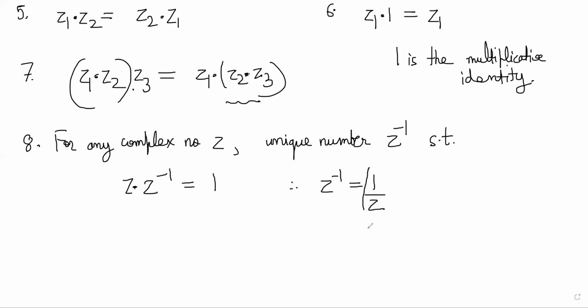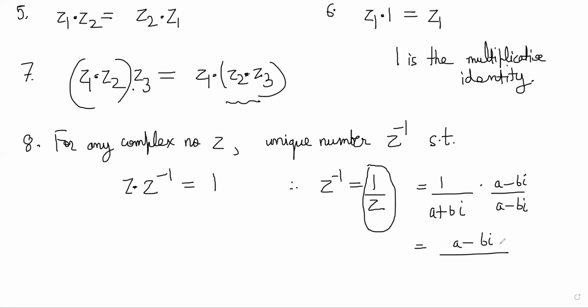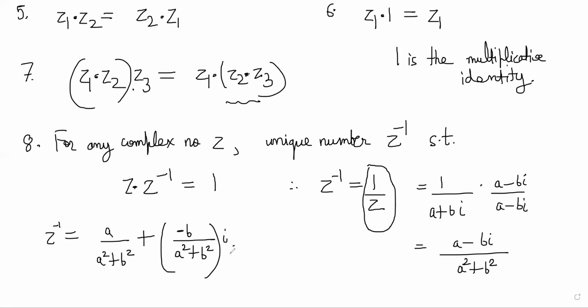And how do you find this multiplicative inverse? You have to just find the value of 1/z. So 1/z will be 1/(a + bi), and you can multiply by (a − bi)/(a − bi) to get (a − bi)/(a² − i²b²), so a² + b². So z⁻¹ comes out to be a/(a² + b²) − b/(a² + b²) i. So this is the multiplicative inverse for any complex number a + bi.